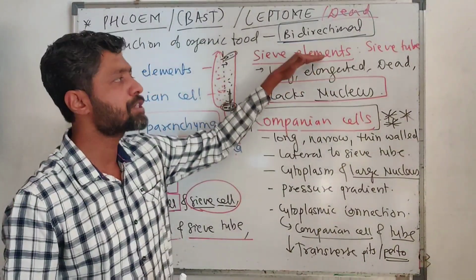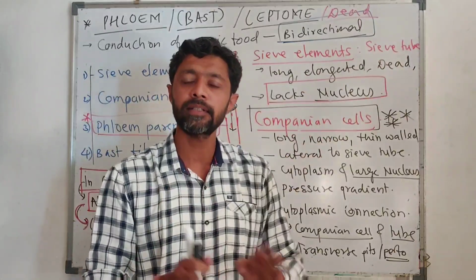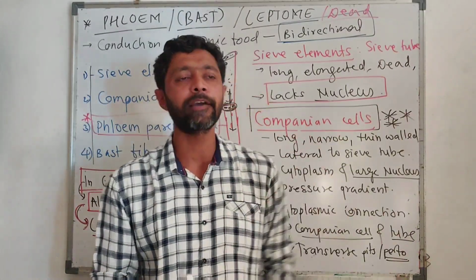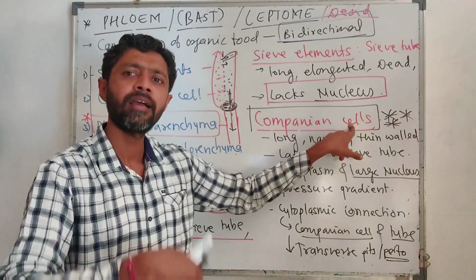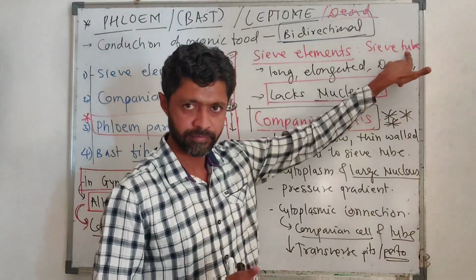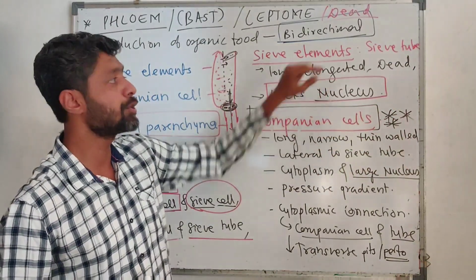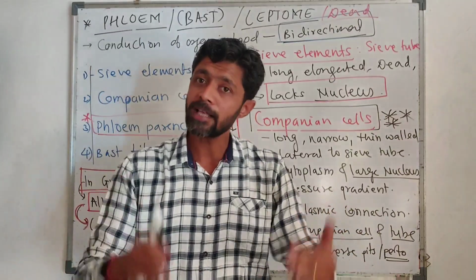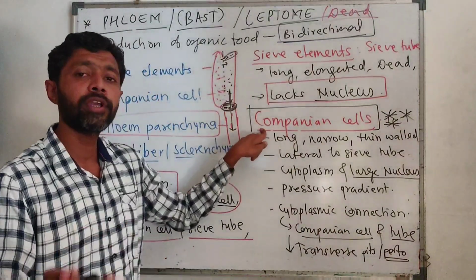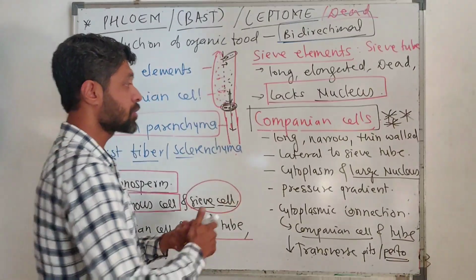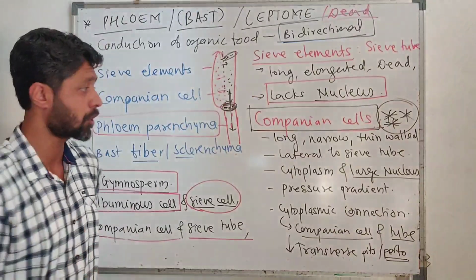Initially we consider that the sieve tube is going to transport food, but that transport is solely regulated by the companion cell. Means the authority is the companion cell, and the working part is the sieve tubes. How does the companion cell manage this? Because your sieve tubes don't have a nucleus. As they don't have a nucleus, there will be no regulating authority, and so we have provided them a companion cell. So these companion cells are most important in phloem transport, or transport of food.